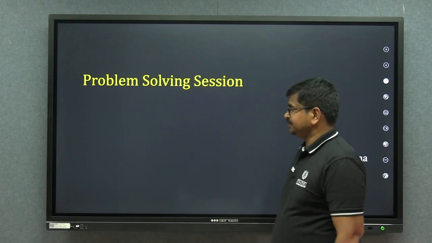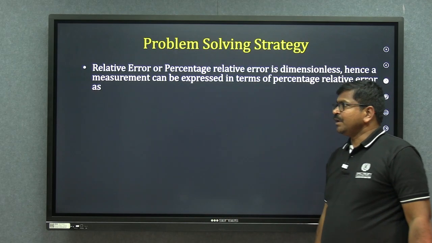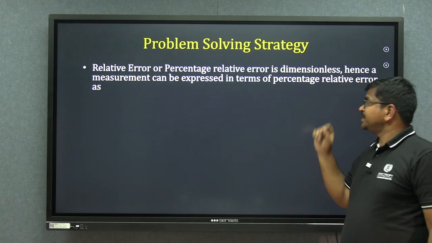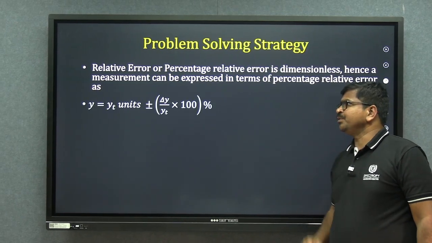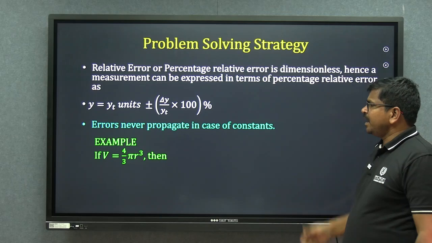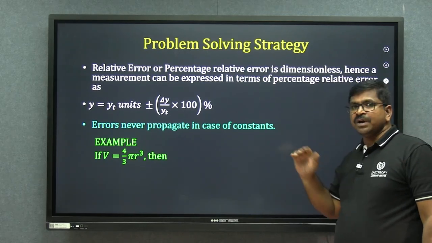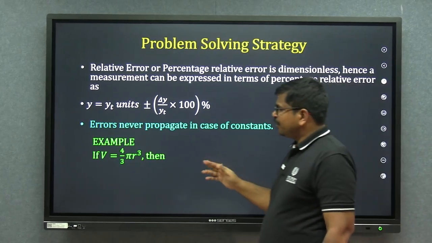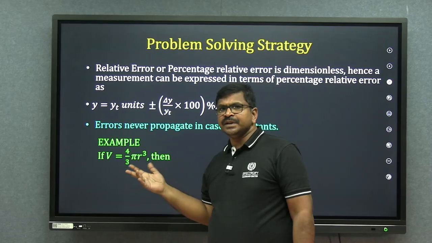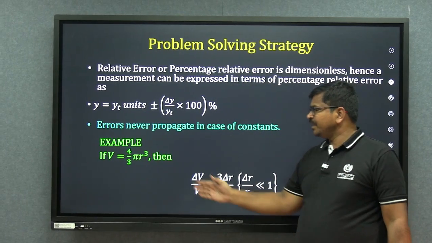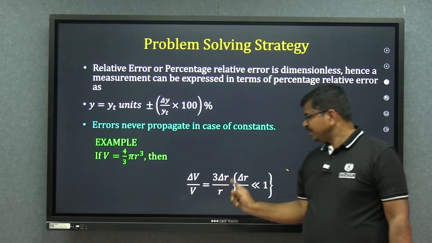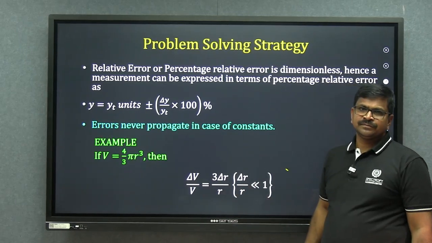Now let us see one by one. Problem solving approach: relative error or percentage error, please be careful, there will be no dimension, no units. And errors never propagate in the case of constants. See here, 4 by 3 pi are constants, so they never propagate, only r power 3 will be involved here. So delta v by v, r power 3, so 3 into delta r by r.